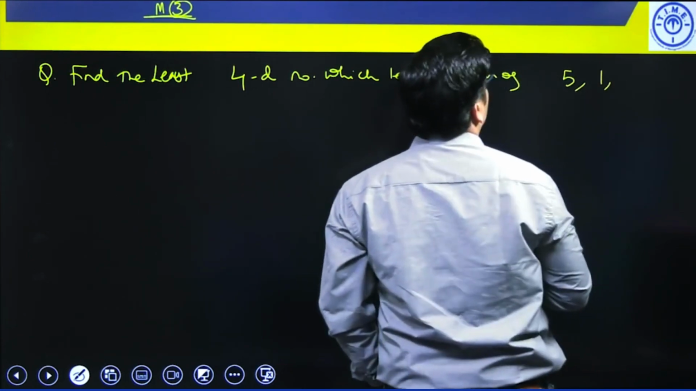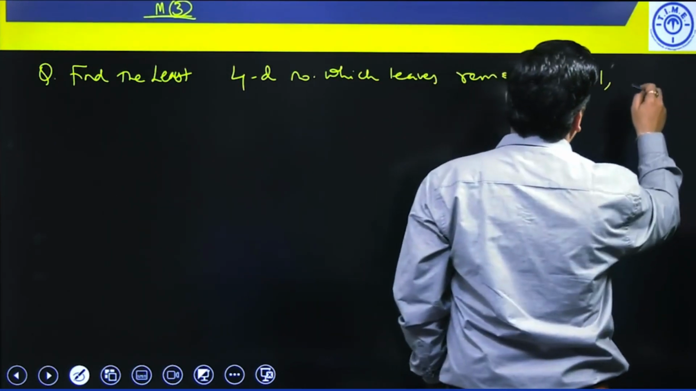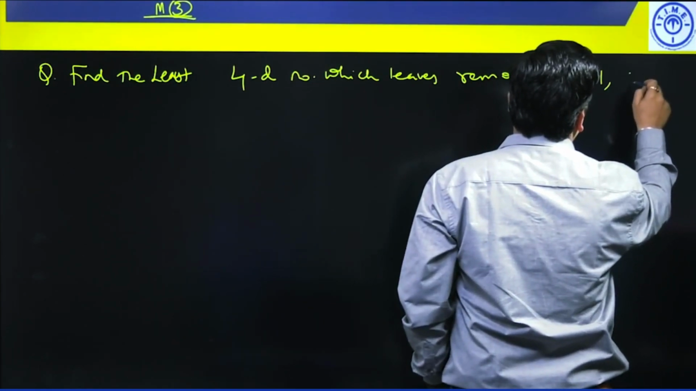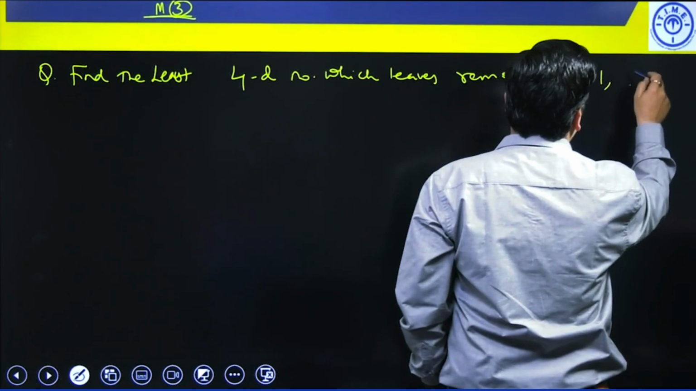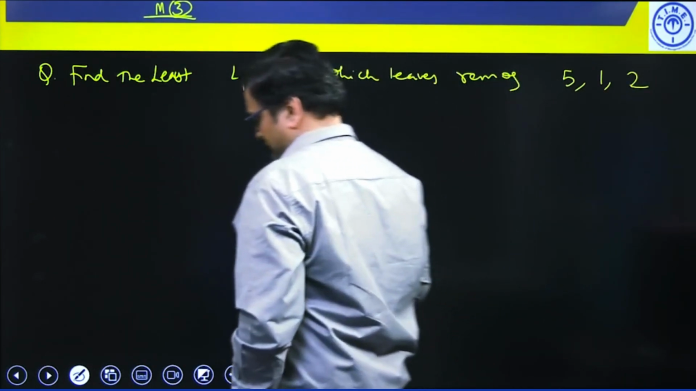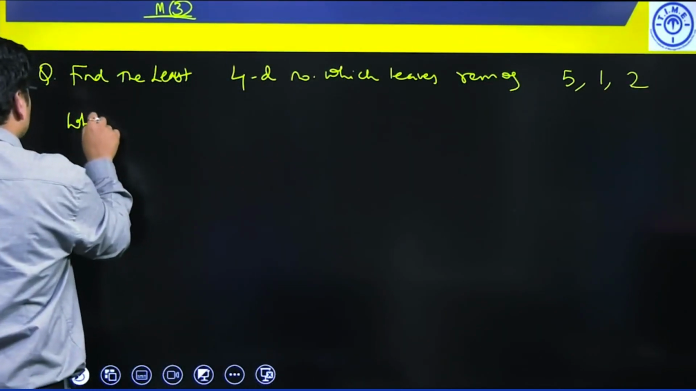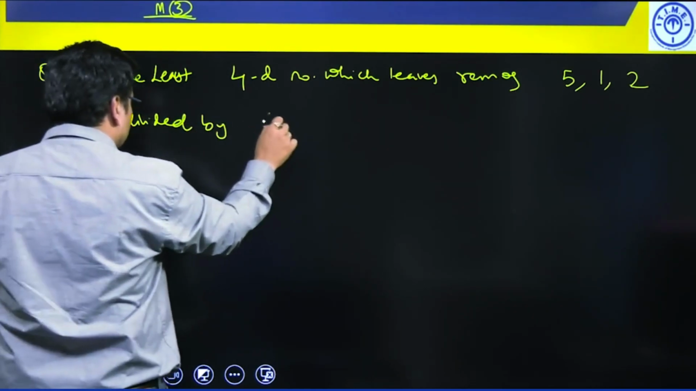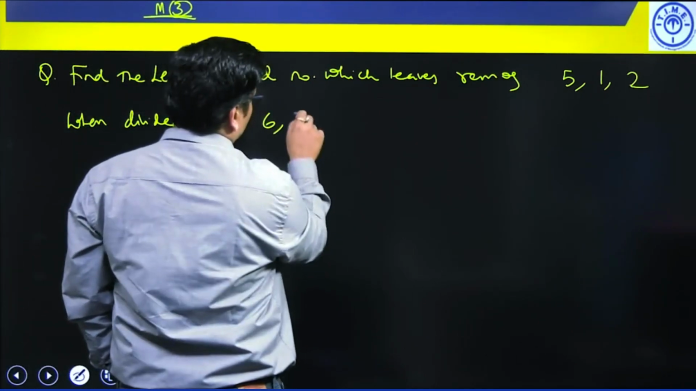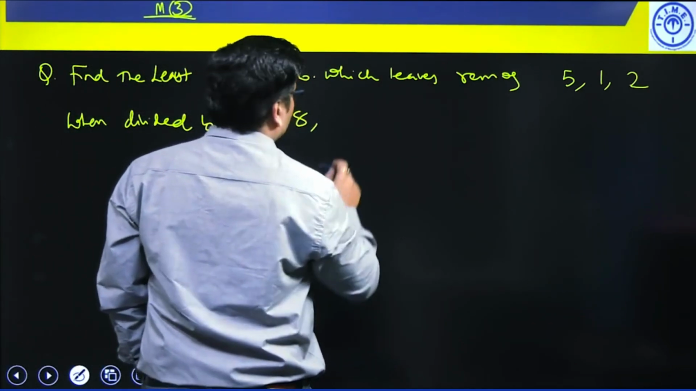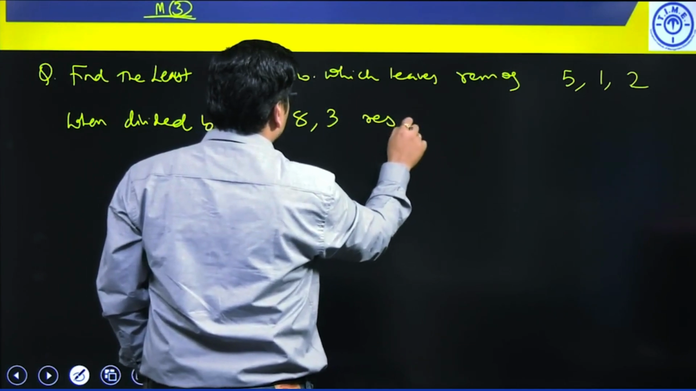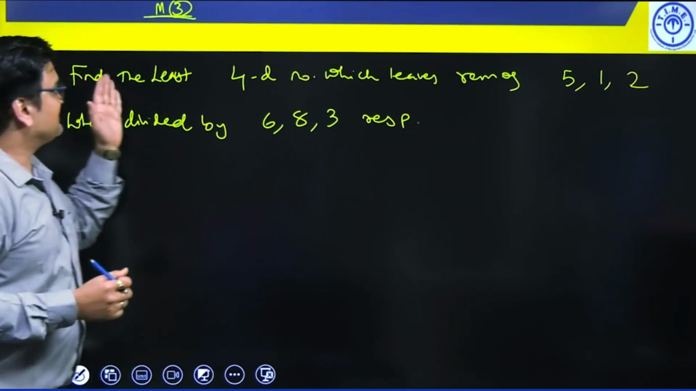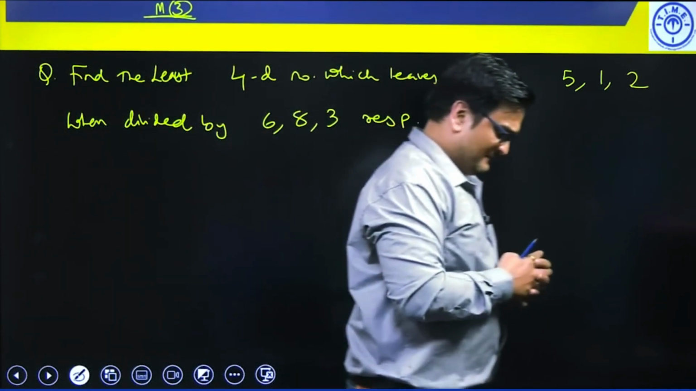1, and which leaves a remainder of, let us take some number, let us say 2, when divided by 6, 8 and 3 respectively. So, we want to find the least 4-digit number which satisfies this condition.